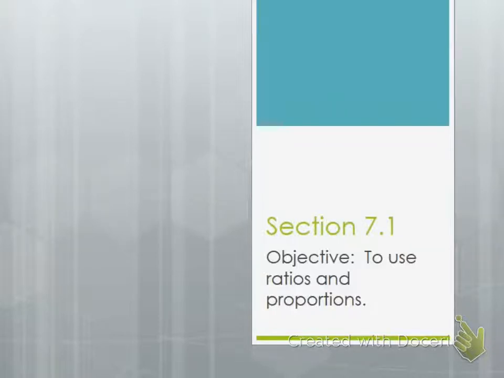Today we are starting chapter 7. 7.1 is about ratios and proportions. This really should all be a review. It's not very geometry heavy yet today. This is more of an algebra based review.